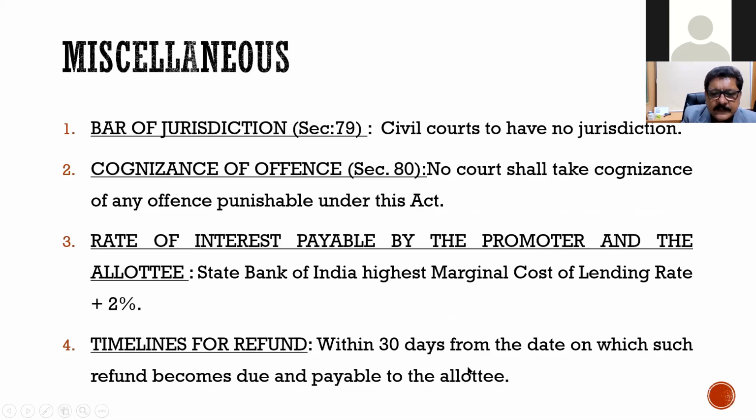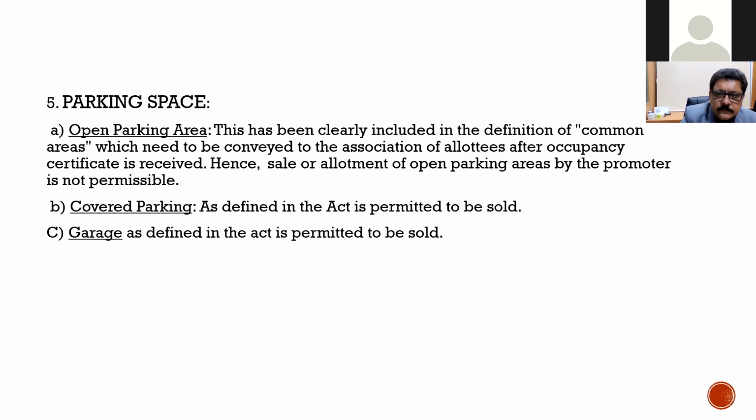Timeline for refund: within 60 days from the date on which such refund becomes due and payable to the allottee. So, suppose you get a refund order, the builder has to refund that money within 30 days from the date on which such refund becomes due and payable to the allottee.